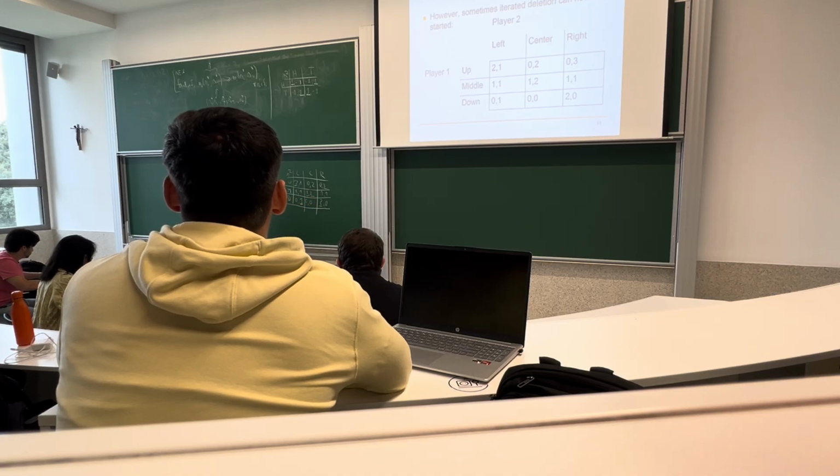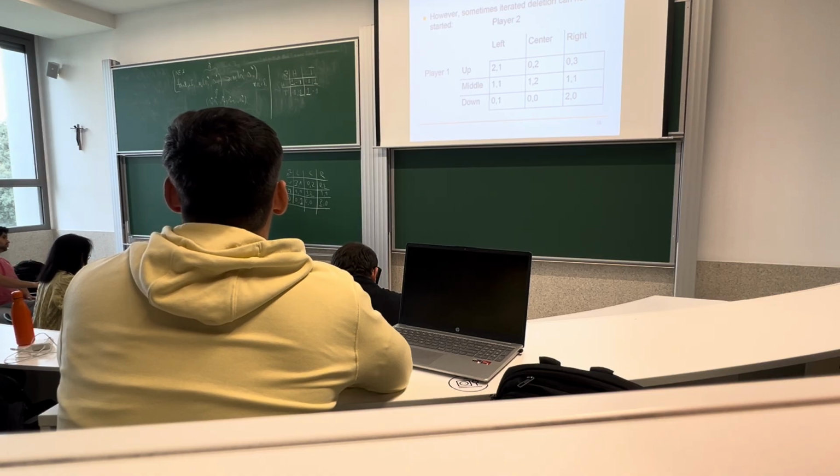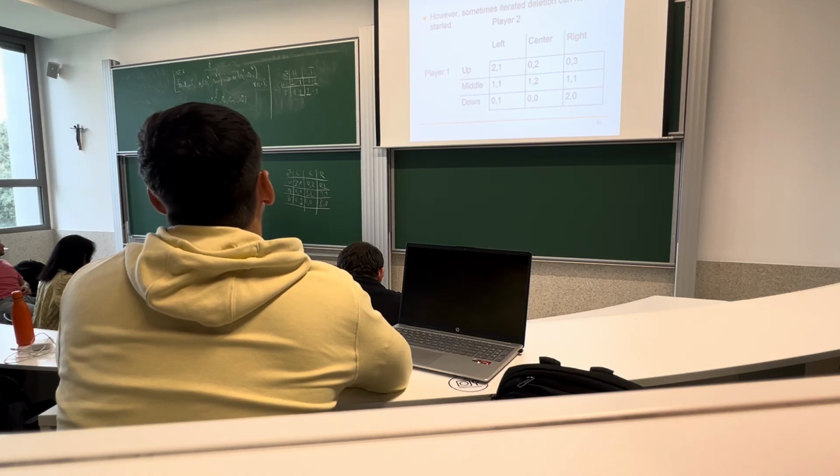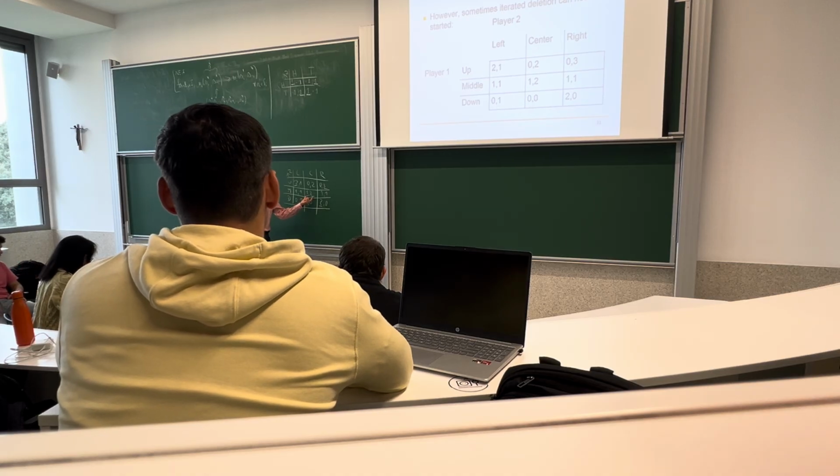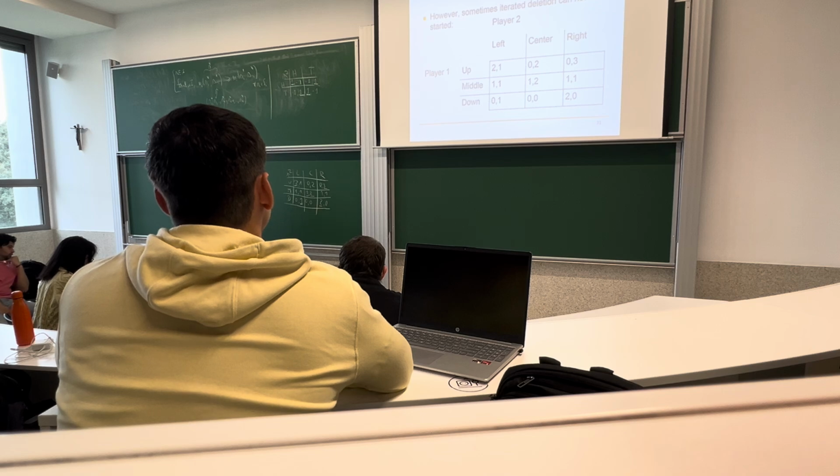So as long as a strategy is used as a best reply against some strategy of another player, you cannot eliminate it. For most players this is true, so you cannot start iterative deletion of strictly dominated strategies. And you see the Nash equilibrium is the one where both play M and C. Okay.